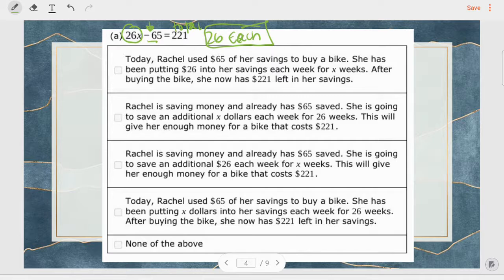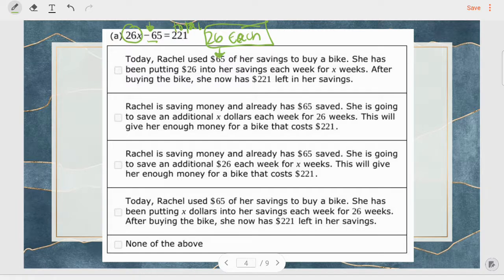This first question says, today Rachel used $65 of her savings account to buy a bike. So is the amount that Rachel has going up or going down? Well, that's a one-time amount that she's using, and it's going down.